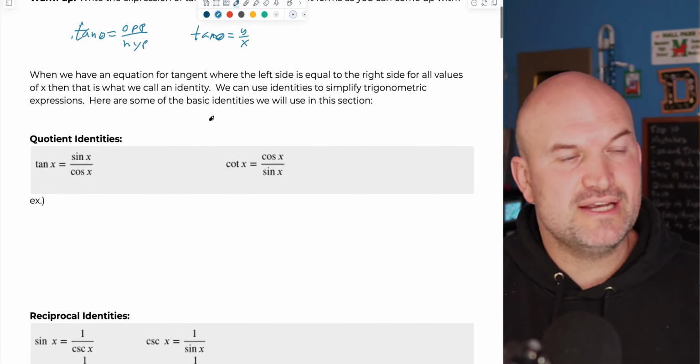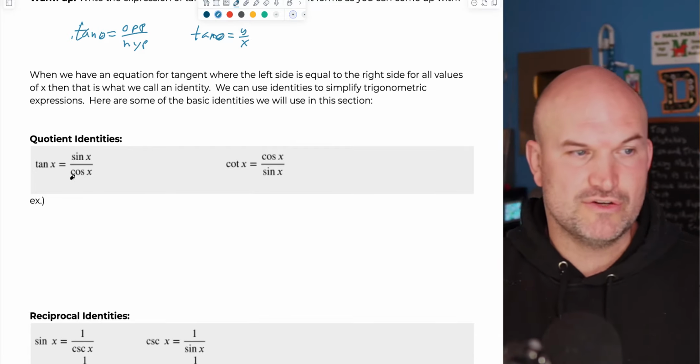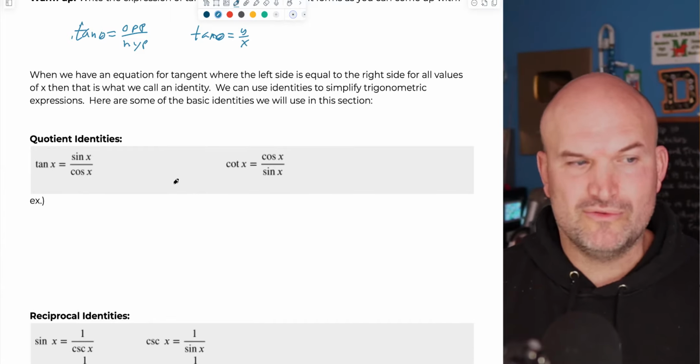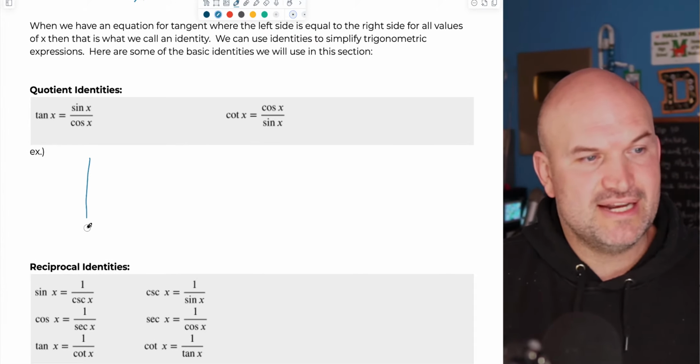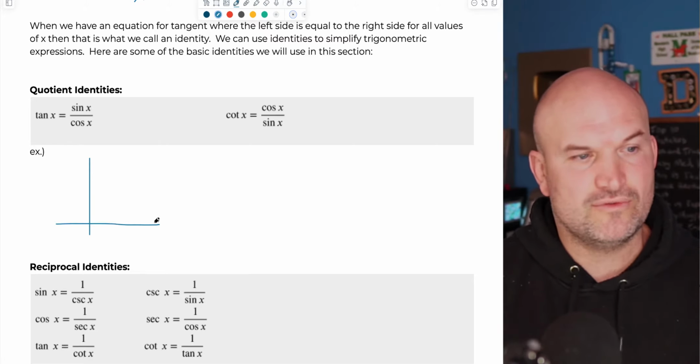So the first identities we're going to look into are the quotient identities. The tangent of x is sine of x over cosine of x, and cotangent of x is cosine over sine. So let's do a quick review of where these come from, why we have these, because they actually come from stuff that we can reason with and understand rather easily.